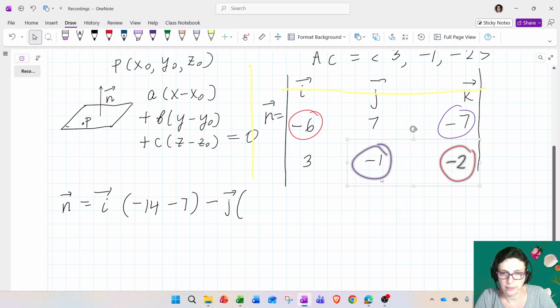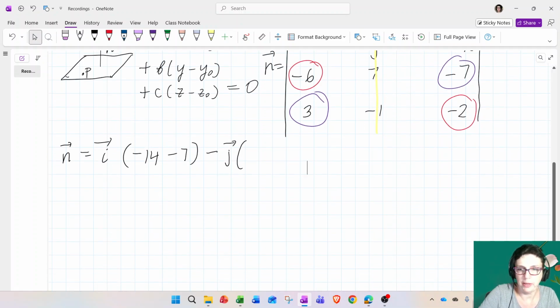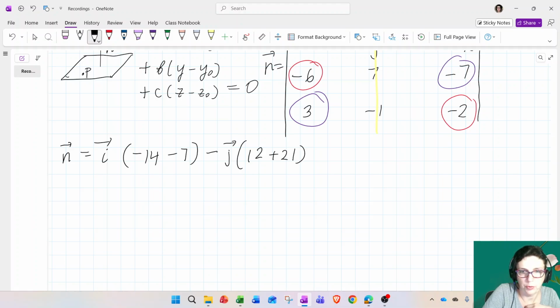Just this one. Oh, it doesn't let me do that. Come on. Okay. So now the next one is the j. Always remember the j comes with a minus. So this will be 12 subtract -21. So this is really going to be +21.